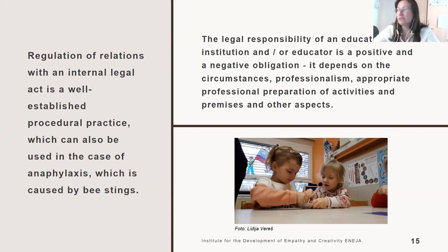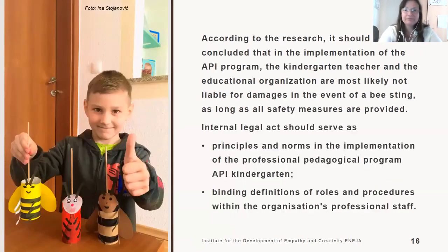The legal responsibility of an educational institution or educator is a positive and negative obligation. It depends on the circumstances, professionalism, appropriate professional preparation of activities and premises and other aspects. So we have to not only talk about it, we have to make sure that we are prepared in all possible ways to ensure safety. How is that done?